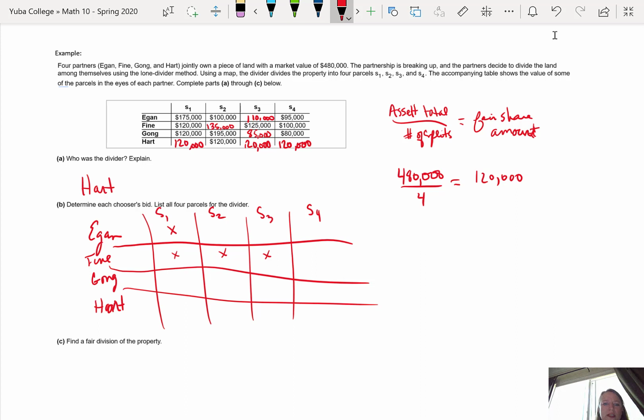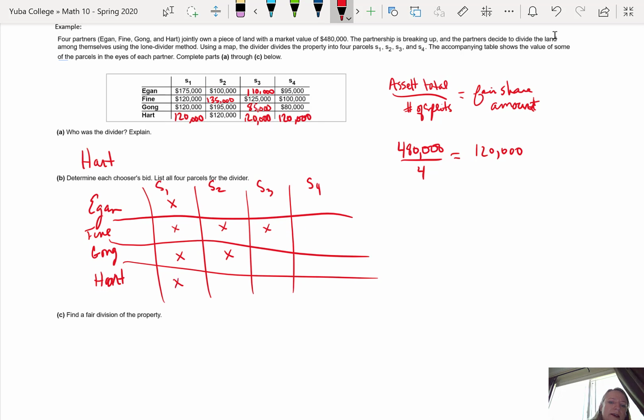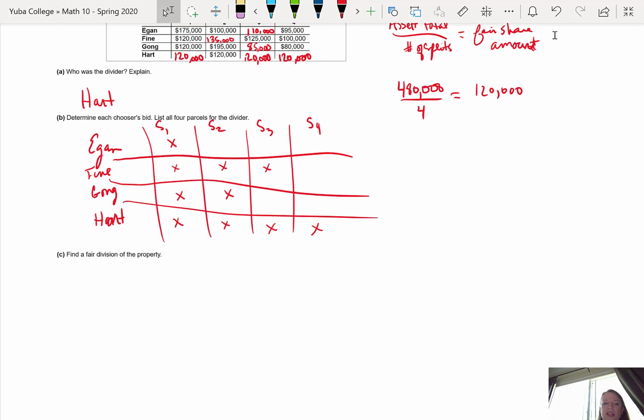Gong, anything 120,000 and above would be S of 1, S of 2, and that's it. And then Hart, he's the divider. They're all worth 120,000. So determine each bid, we did that. Find the fair division of the property. Well, it looks like Egan has to have S of 1. So Fine, we're going to get rid of S of 1. I'm just going to put a line through it so we don't give it back to anybody.